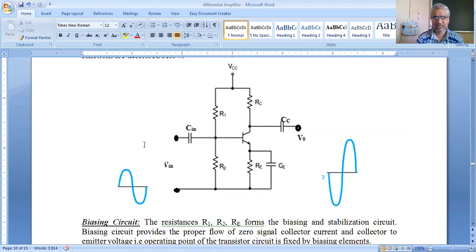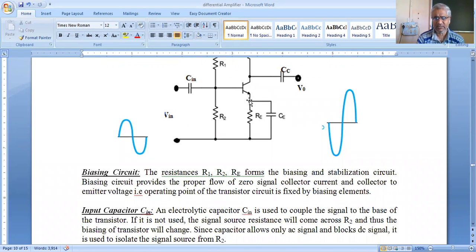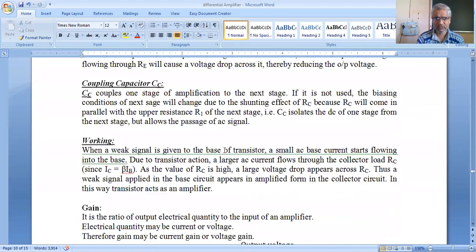This capacitor Cin isolates the input source from the DC conditions of this amplifier, and it also isolates this resistance R2 from the input source. And the coupling capacitor is also used to isolate the DC conditions of the amplifier and the output device. And this bypass capacitor is used to bypass the fluctuations appearing at this emitter to the ground, so that the forward biasing on the transistor will not change during the amplification. So up to this point we have covered yesterday.